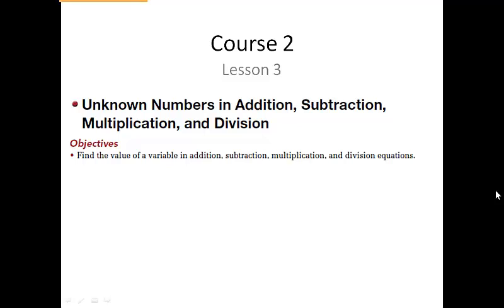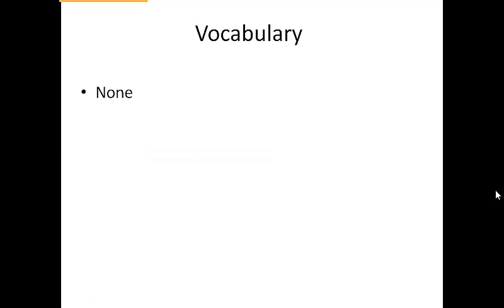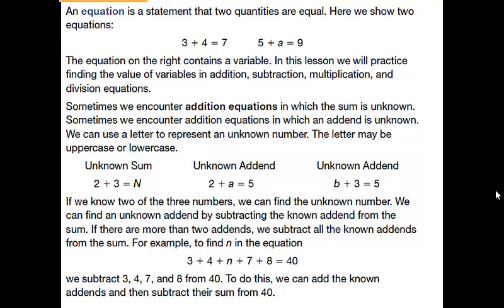In lesson 3, we learn about unknown numbers in addition, subtraction, multiplication, and division using a variable for the unknown. There are no new vocabulary words for this lesson, so you don't need to worry about any vocabulary. So let's get into this.